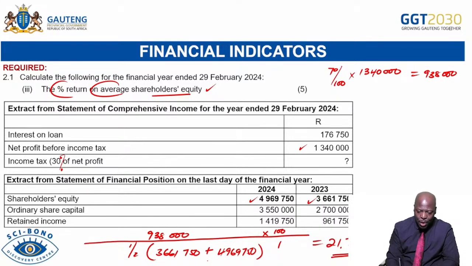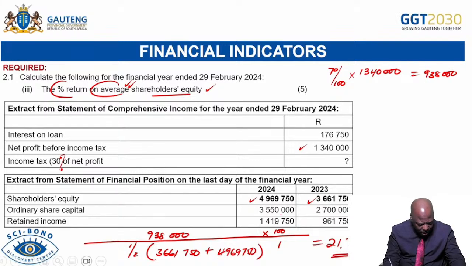Others will divide by 2. They just come here and divide by 2, whichever way you have to do. Remember, it is on average shareholders' equity. This is the instruction of the examiner in this case: calculate the percentage return on the average shareholders' equity. Okay, can I move on to the next one?